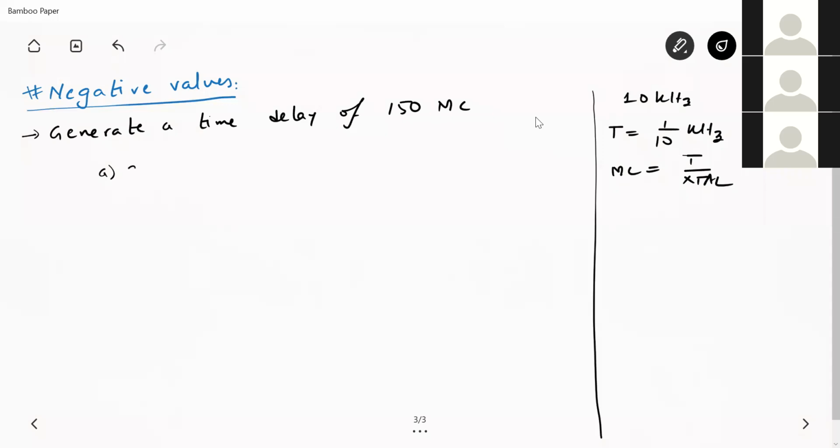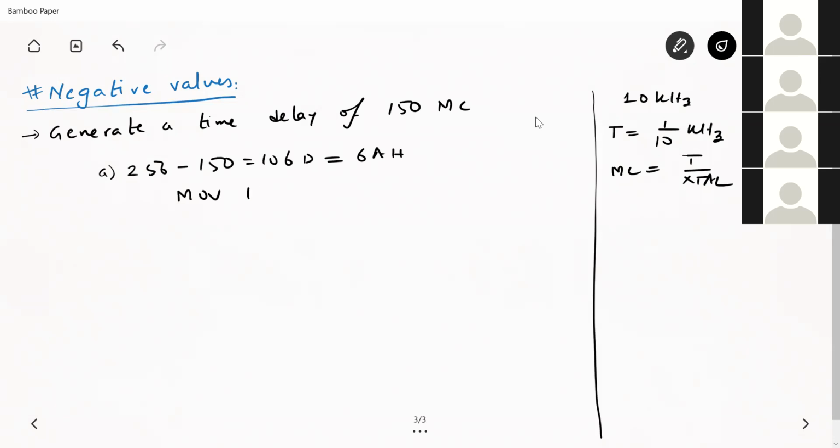256 minus 150. Right, 256 minus 150. How much do we get? 106, isn't it? In decimal. So if you convert this into hex, how much do we get? So 6A. 6AH, right? So what will be our instruction? Our instruction will be MOV TH, #6AH, isn't it? If you want to generate 150 machine cycles, then this is the instruction that we have to use.